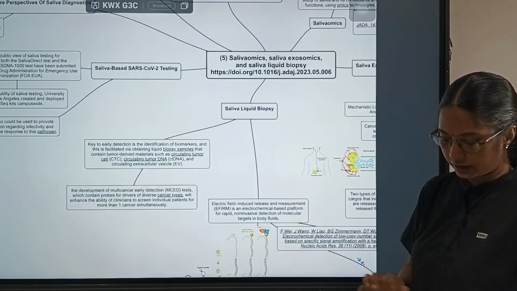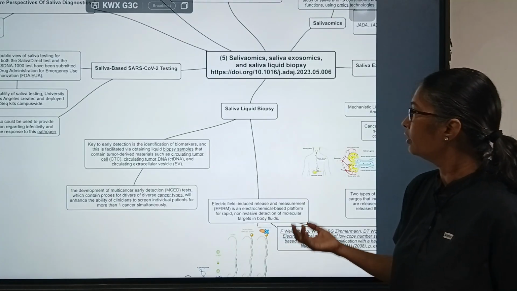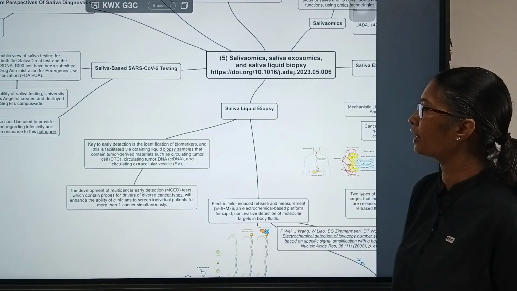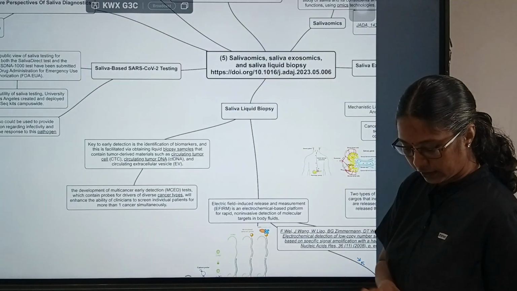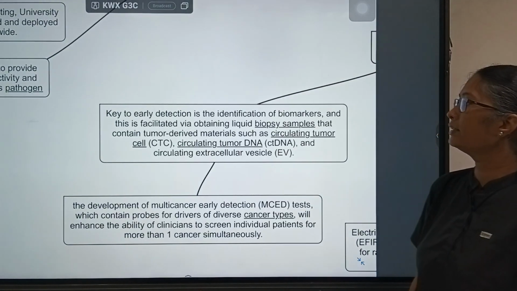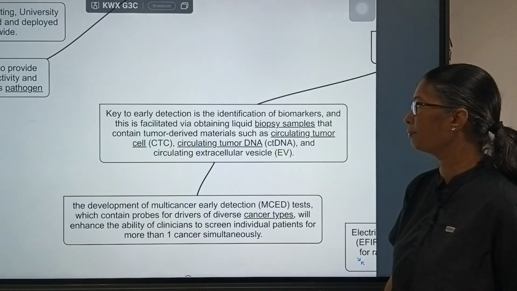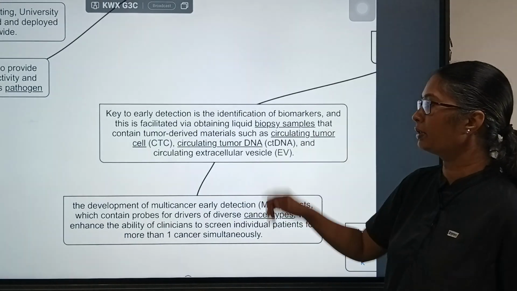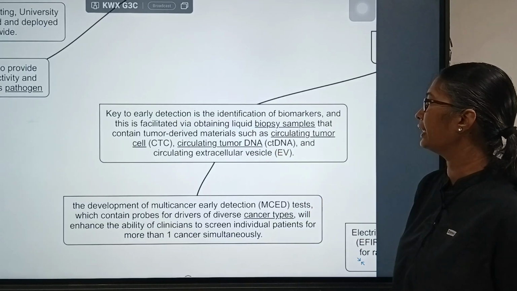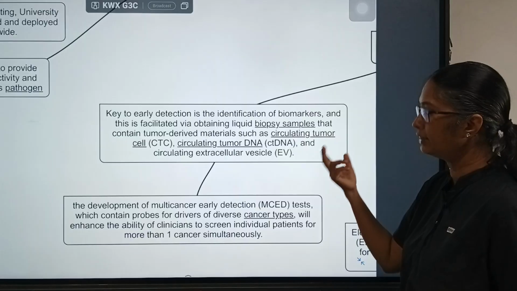And talking about the liquid biopsy. Liquid biopsy we can do with the blood, urine, saliva. So all these come under liquid biopsy, and here we are talking about the salivary liquid biopsy. It is key to early detection and identification of biomarkers, and this is facilitated by obtaining liquid biopsy samples that contain tumor-derived material such as circulating tumor cells, that is CTC, circulating tumor DNA, that is ctDNA, and circulating extracellular vesicles. These are the things which can be found in the saliva.